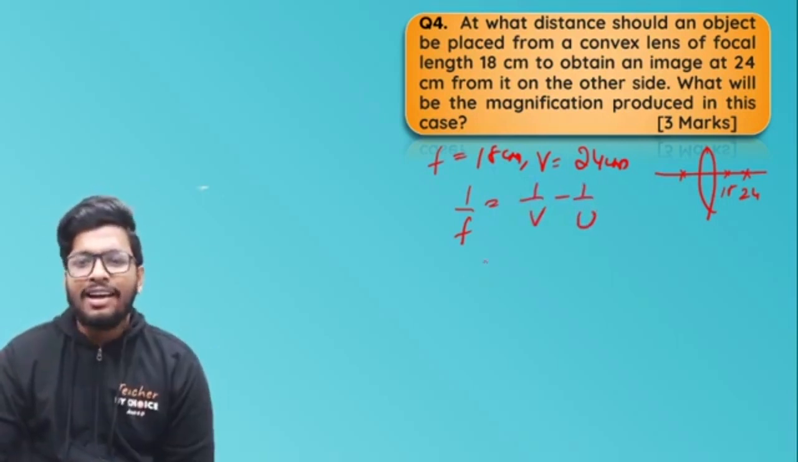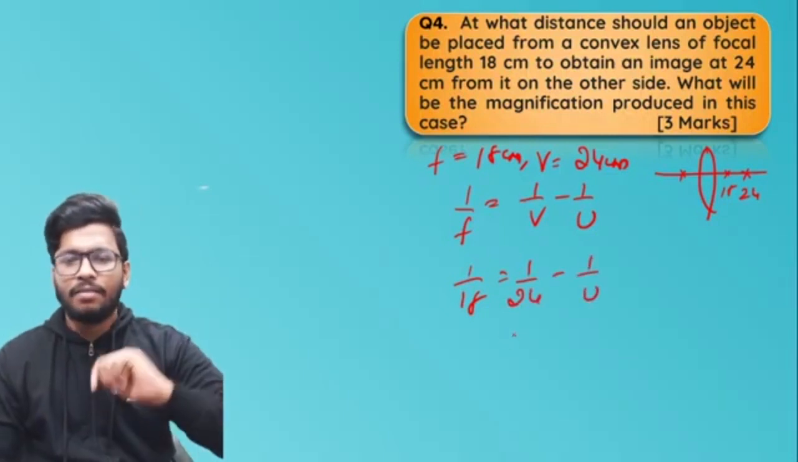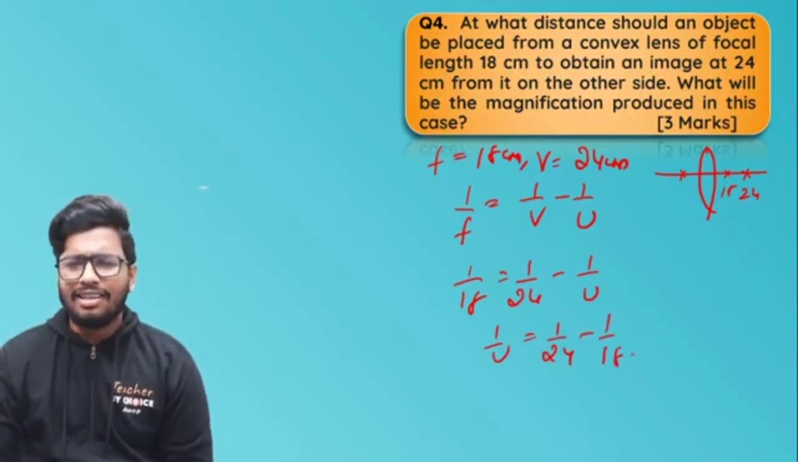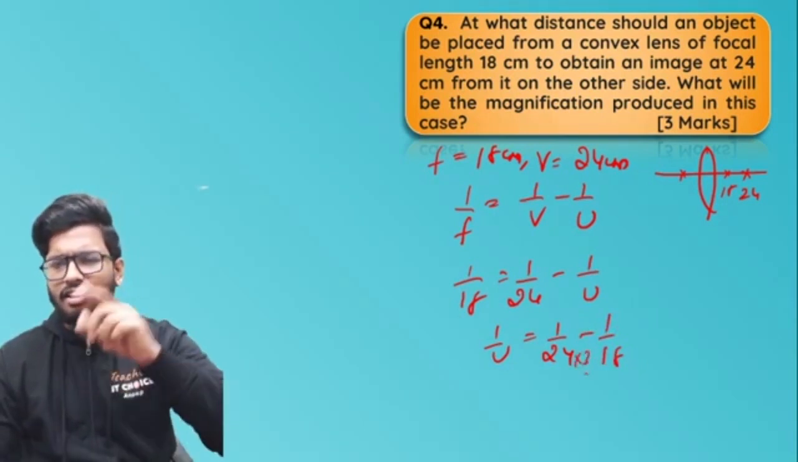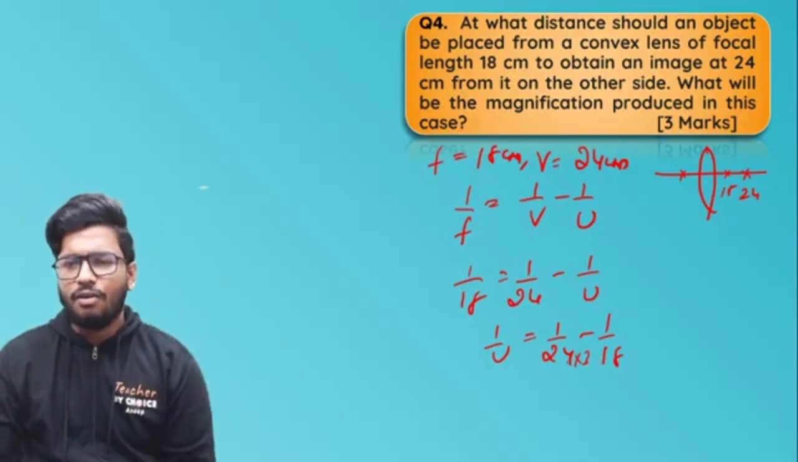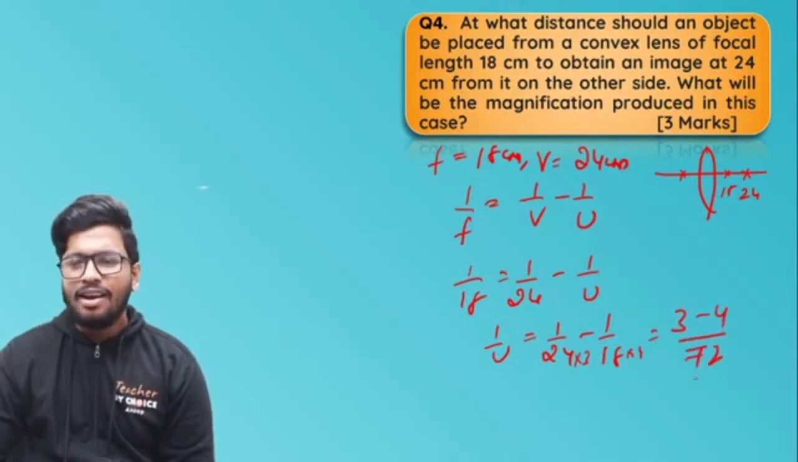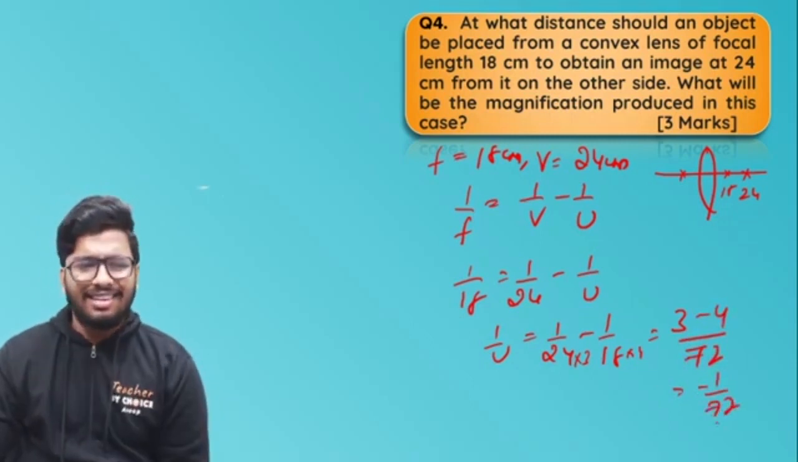It's the lens formula. So 1 by F is equal to 1 by 18 is equal to 1 by V, which is 24, minus 1 by U. So take that to the other side. So 1 by U is equal to 1 by 24 minus 1 by 18. So find out the LCM, people. You can take it as 72. 24 times 3 is 72, and 18 times 4 is also 72, so you get 3 minus 4 divided by 72, so you get minus 1 by 72, if I'm not wrong. I think that is the answer.